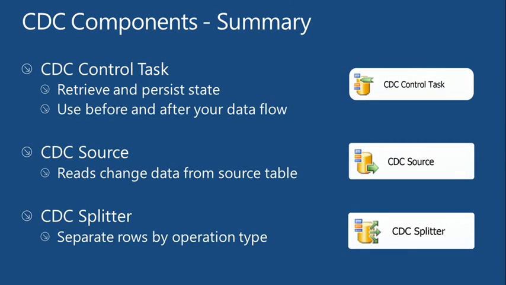Quick summary, three components. You have the CDC control task that does all your state stuff. You have the CDC source that's for reading all the change data. And then you have the splitter component. It's like a smart conditional split. It's going to send the data out. Again, you can consume CDC data with 2008 using SSIS, but the CDC components make it a lot easier. And these components work against any source SQL Server, so source SQL Server running 2008 or R2 or 2012. The source doesn't have to be 2012. But the CDC components that I just demoed are SSIS 2012 only.